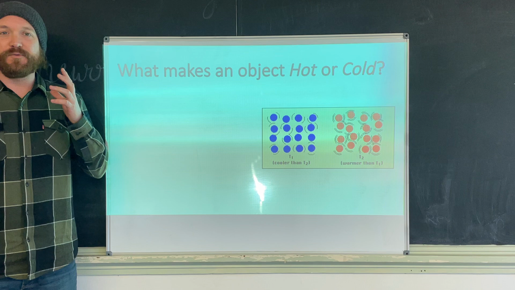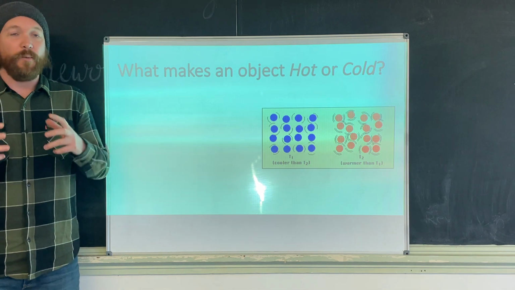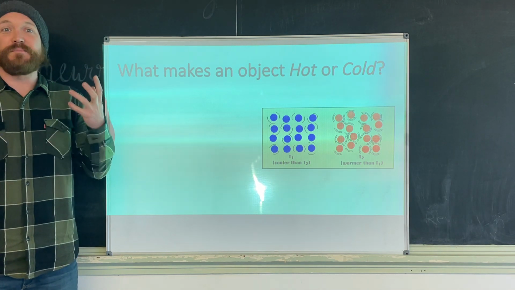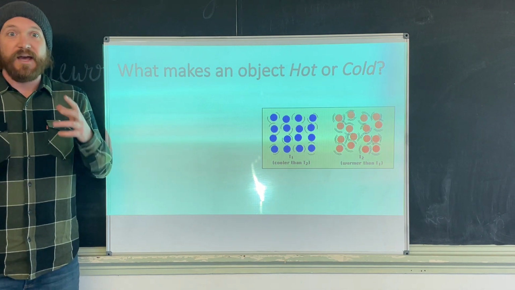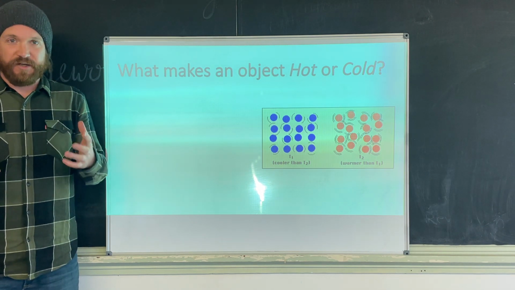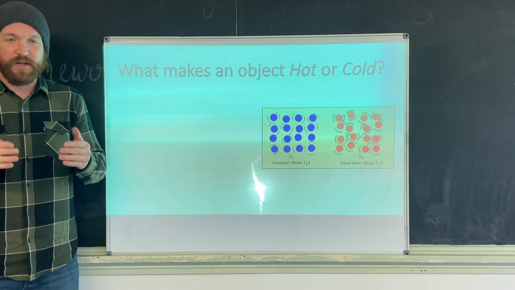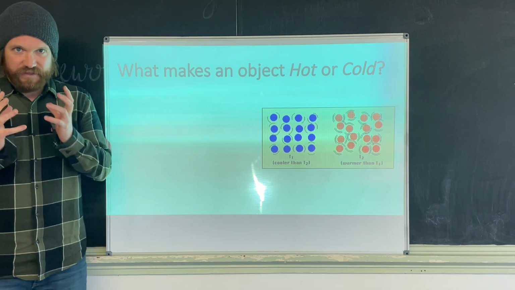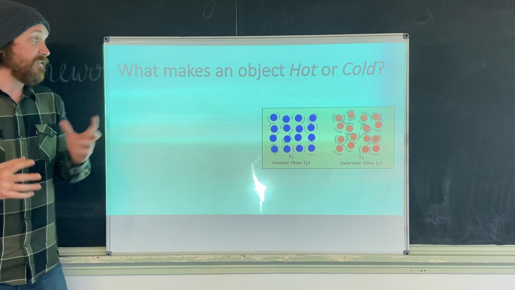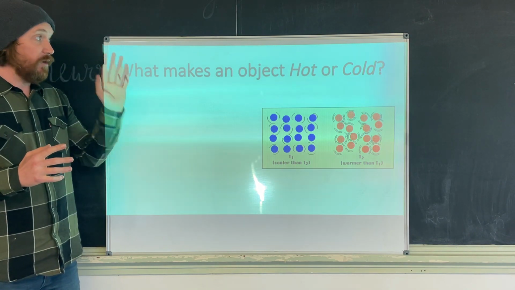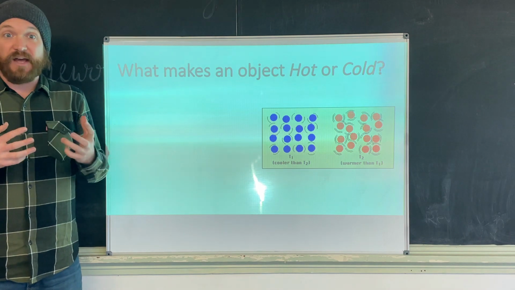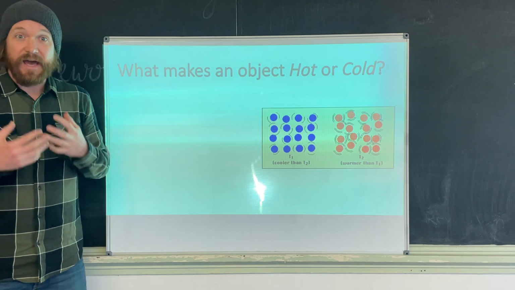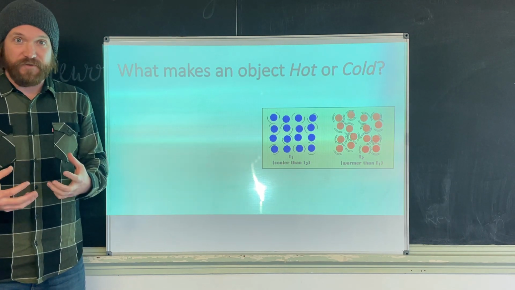In order to answer these questions like what is heat, or what is electricity, or what is magnetism, or where does nuclear energy come from, the way to answer those questions is we have to go down and look at the atoms of the object. And in the case of something being hot or cold, it comes down to what those atoms are doing, specifically how fast they are moving.